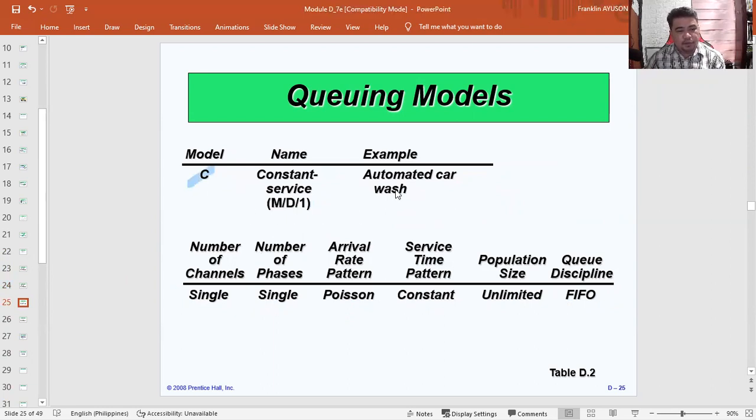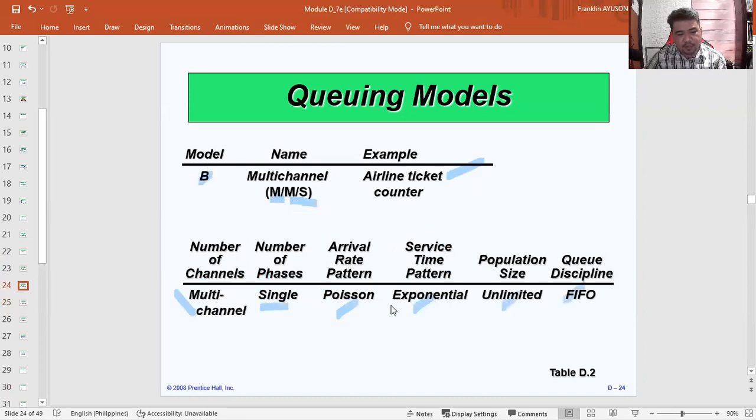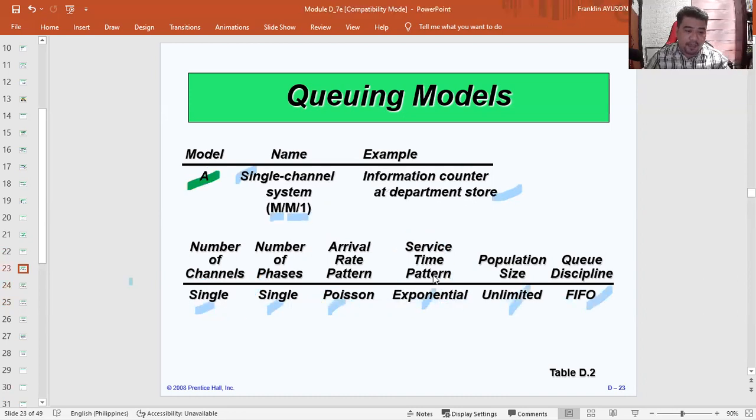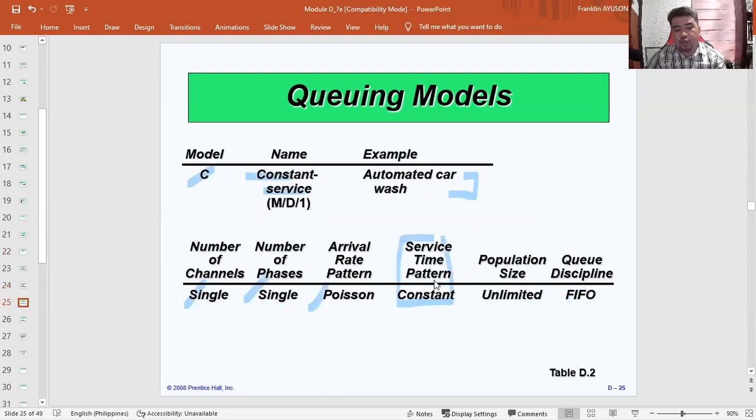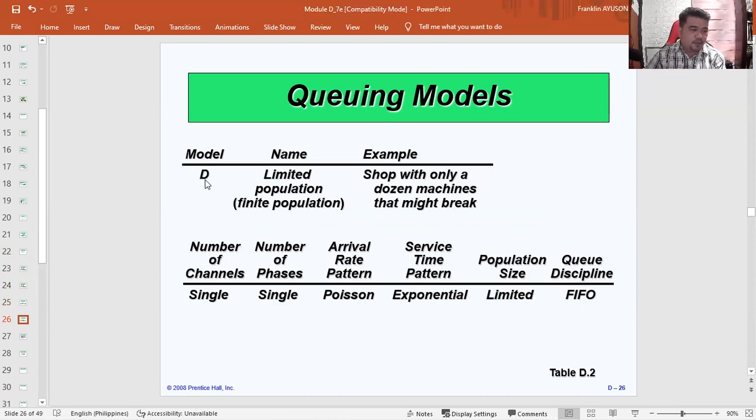For Model C, okay, this time, yung example natin, automated car wash, constant yung service. Since automated siya, alam mo kung gaano lang katagal yung service facility. Okay, number of channel, again, single. Number of phase, single. Poisson arrival, but again, this time, the service time is constant. So yung pagkakaiba niya kanina, exponential yung service time. Ibig sabihin, case to case, depende. Pwedeng humaba. Okay, pero ito constant. Okay? Terms of size of population, unlimited. Queuing, still FIFO.